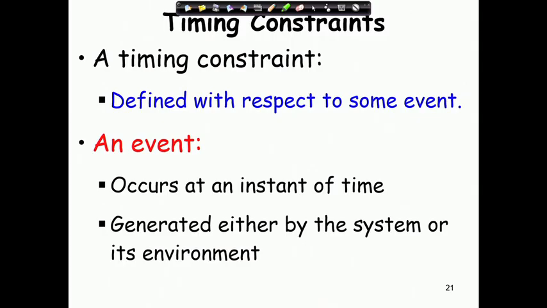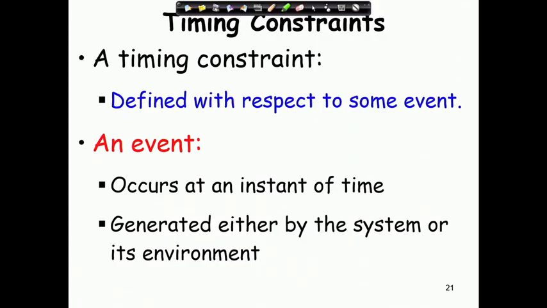Now, another thing that we want to mention is that the timing constraint on a task is defined with respect to some event. So, once an event occurs, then we start counting the time, and we say that before a certain time the result must be produced, and the event may be either produced by the system or the environment. We will see examples of both as we proceed.